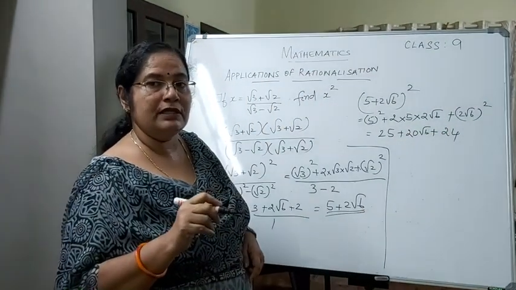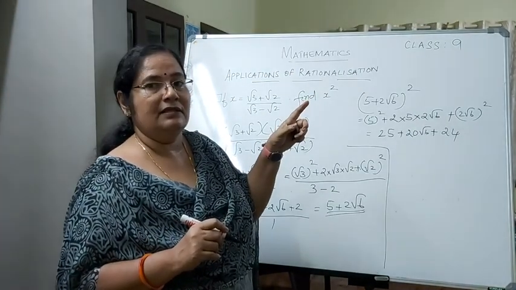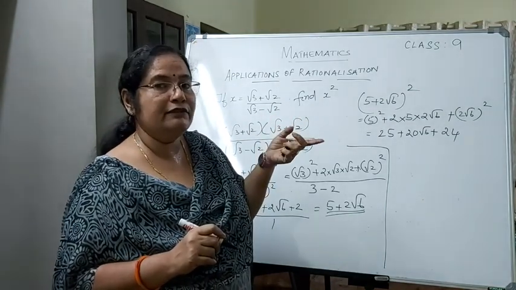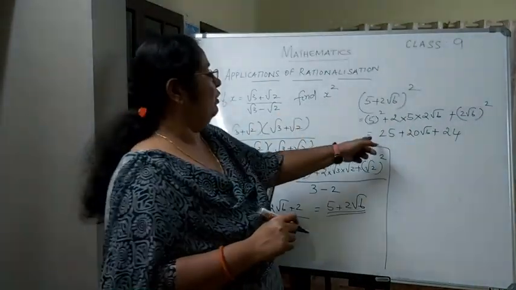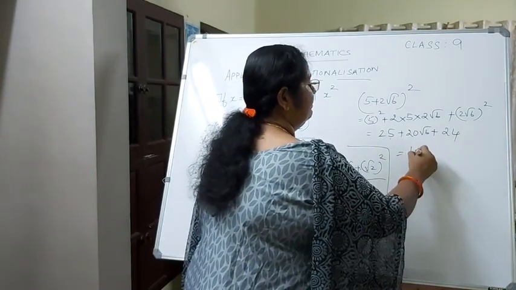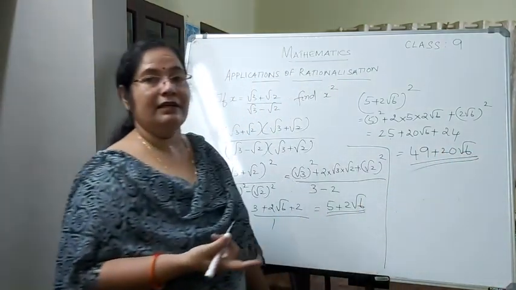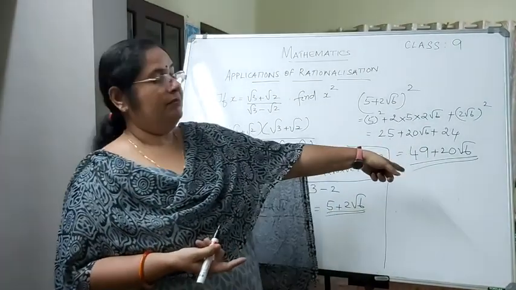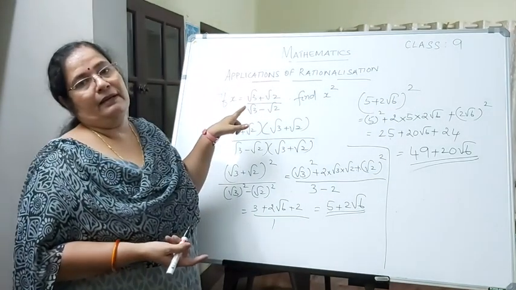Understood how we are getting (2 root 6) the whole square? You have to square each of those terms, 2 square, root 6 square, and then multiply both of them. So 2 square is 4, root 6 square is 6, 4 into 6, 24. Now what would this be? 25 and 24 you are having. 25 plus 24 is 49 plus 20 root 6. Can we further simplify this? No, because it becomes an irrational number. So 49 plus 20 root 6 is the value of x square.